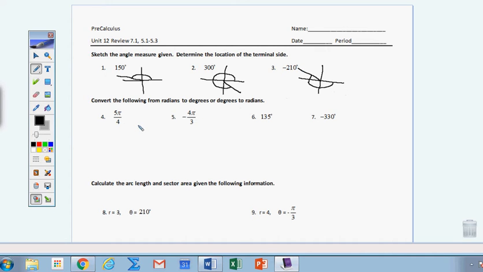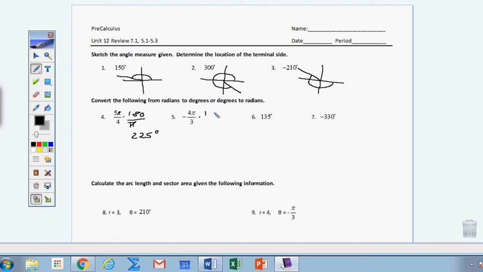All right. Next, it says convert the following from radians to degrees and degrees to radians. So, if we're starting in radians, we're going to multiply by 180 over pi. And that's going to give us 225 degrees. And the pi's cross off, multiply, and then simplify, right?